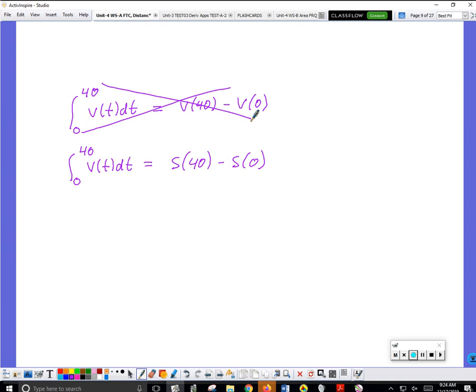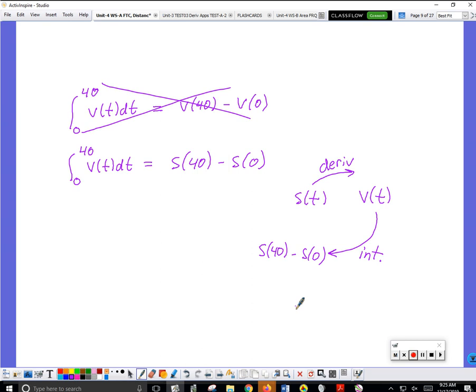Questions? Here's one way to help you remember. Danica's chart again. If you have a formula for position, and you take the derivative of that formula, you end up with a formula for the velocity. If you have a formula for the velocity, and you find the integral of that formula, so you integrate, you don't find the position, but you do find the change in the position. So that's how derivatives and integrals interact.